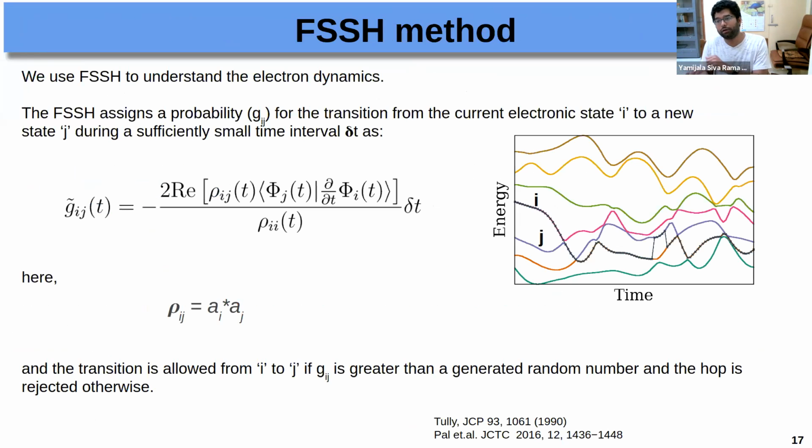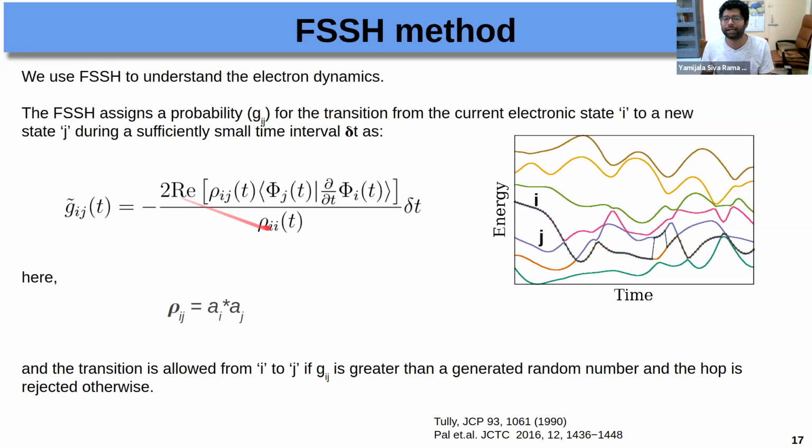Coming to the non-adiabatic dynamics method, as mentioned, we have used what is known as the fewest switches surface hopping method. This is a phenomenological model which assigns a probability, known as G_ij, which we compare with a random number to decide whether an electron can go from the ith state to the jth state or not. If this probability G_ij is greater than the random number, then we allow the electron to hop from one surface to the other. That is, after you shine the light, you accept that this electron transition can happen. If not, you just continue to stay on the same state.